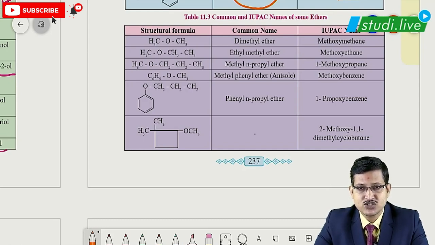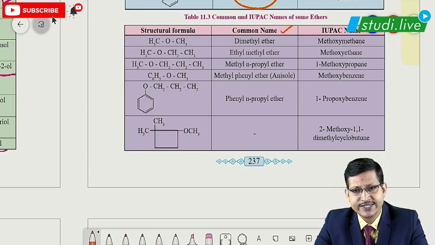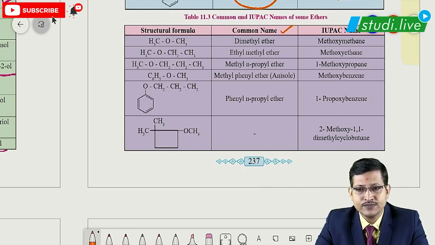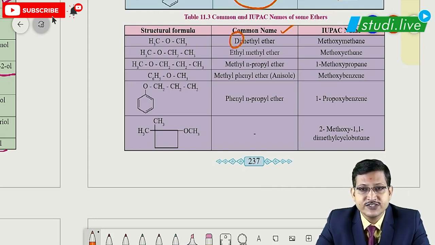Now in the nomenclature for ethers, as far as the common names are concerned, you generally write it as alkyl ether. And if it is the same alkyl group, then you will go for the prefix of di. And if it is different alkyl groups, then what you have to do? Then you have to follow the alphabetical order rule. So let's cross check a few things over here.